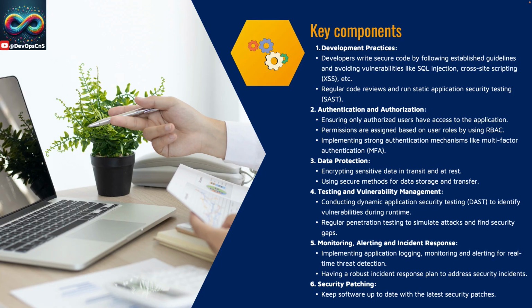Next is monitoring and alerting. Whenever there is an alert or threat, implement application logs and monitoring so we can protect the application from any kind of alert. Have a robust incident response plan to address security incidents. If any kind of incident occurs in the application or in the system, we should have a robust incident response plan so we can protect our application.